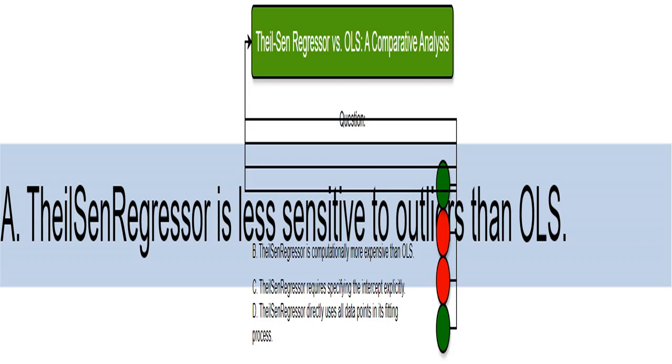This statement is true. The TheilSenRegressor uses the median of slopes between data point pairs for its estimation. Unlike ordinary least squares, OLS, which is heavily influenced by individual data points, especially outliers, the median approach makes the TheilSen method much more resilient. Think of it like this: the median is less affected by extreme values than the average, the mean, used in OLS.